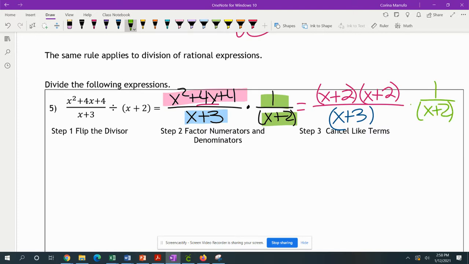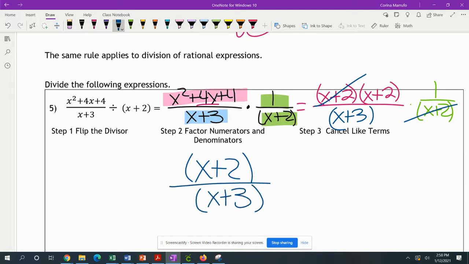So we cancel what we have in common. We have an x plus 2 on top and an x plus 2 on bottom. That cancels. And then we write whatever's left over. So we're left with x plus 2 times 1. Now this 1 will become invisible, so we don't have to write it. And on the denominator, we have x plus 3. And that's it.